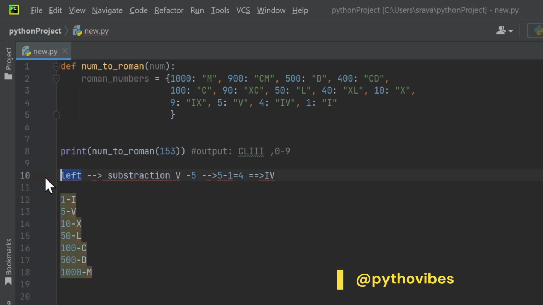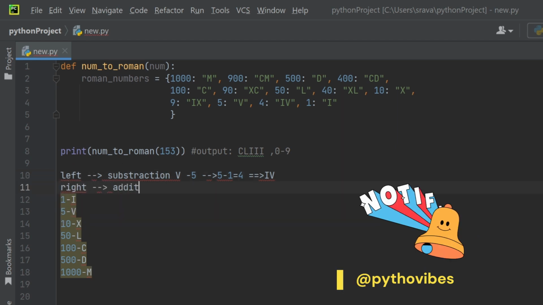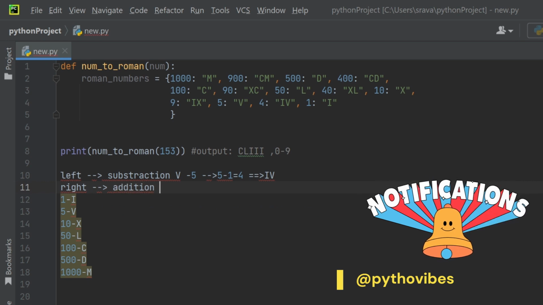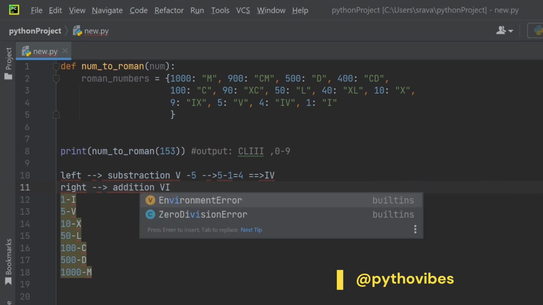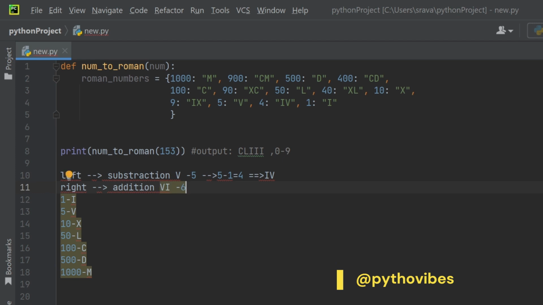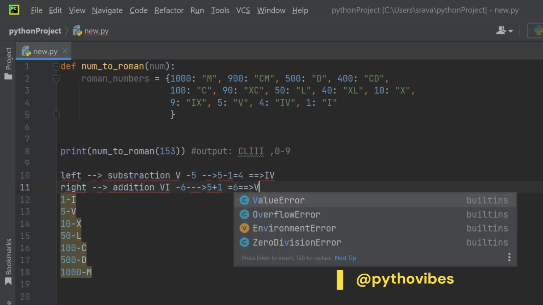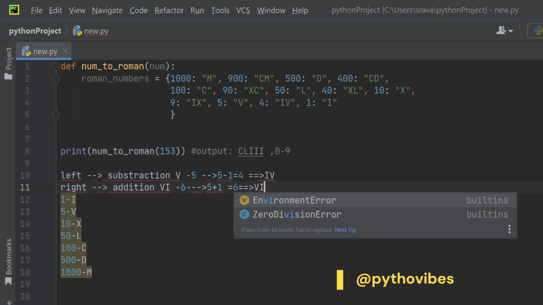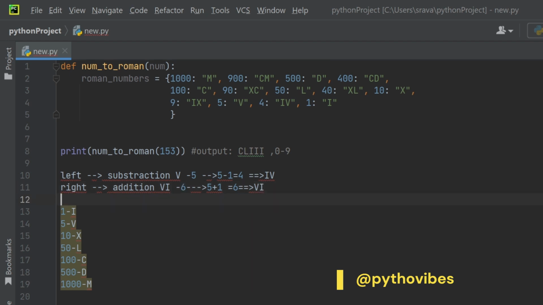Also remember that if we keep a number on the left side, that would be subtraction, and if we keep it on the right, it's the opposite: we are just doing addition. If we want to get 6, we know 5 is V, and to get 6 we need to add 1 to that 5, so I will keep that 1 on the right side. That is how we get the numbers.